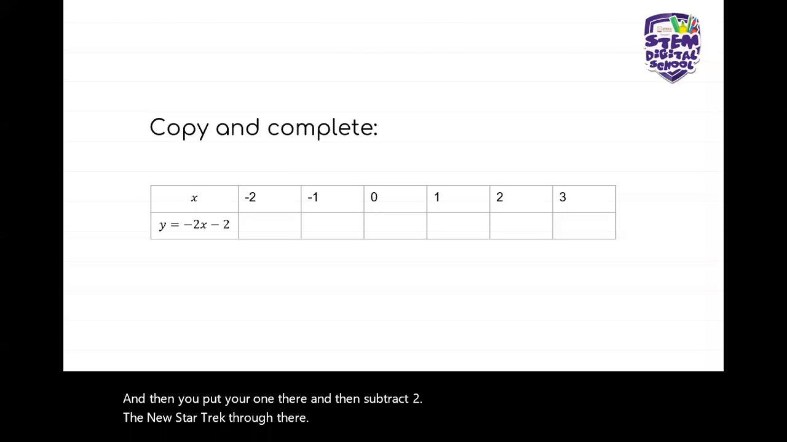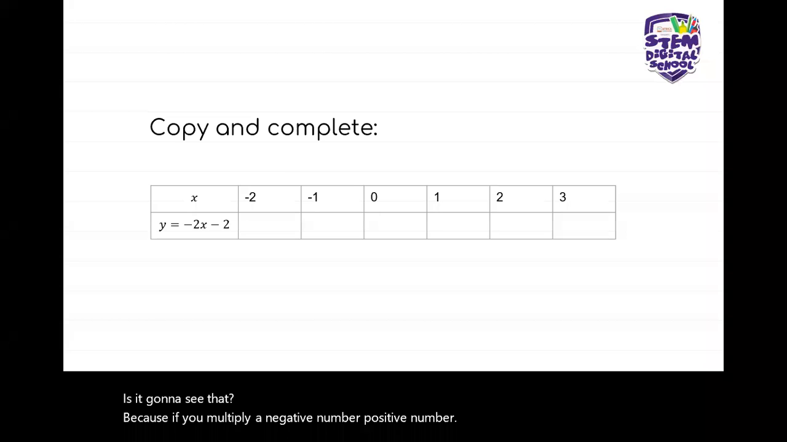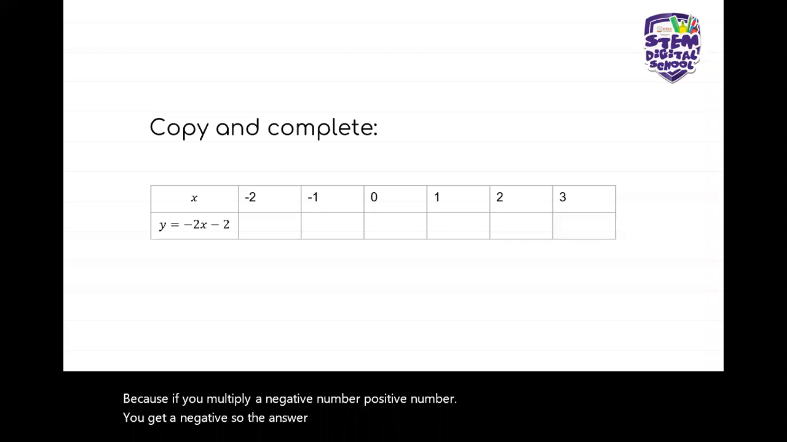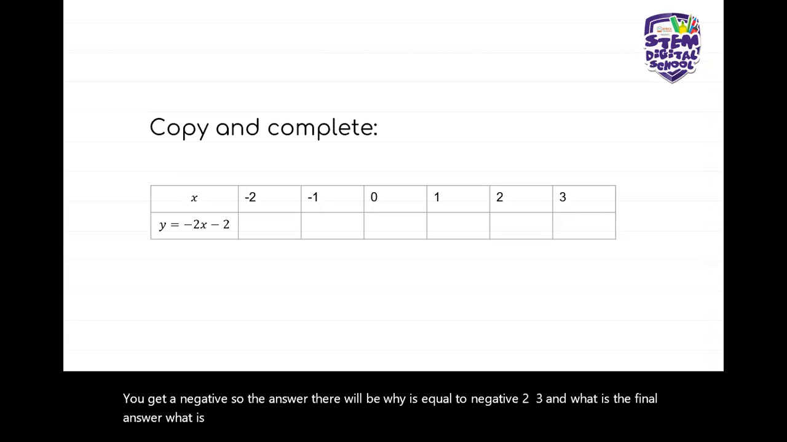So -2 times 1 will be -2. So y is equal to -2 minus 2, as you can see there. Because if you multiply a negative number with a positive number, you get a negative. So the answer there will be y is equal to -2 minus 2. And what is the final answer? What is -2 minus 2? What do you get, everyone?